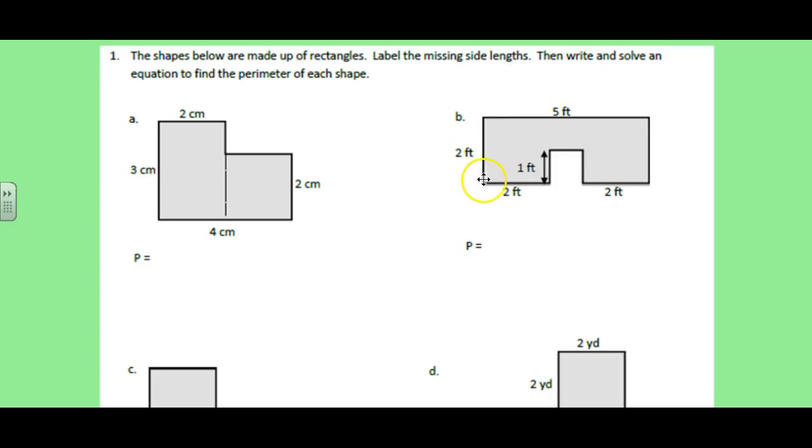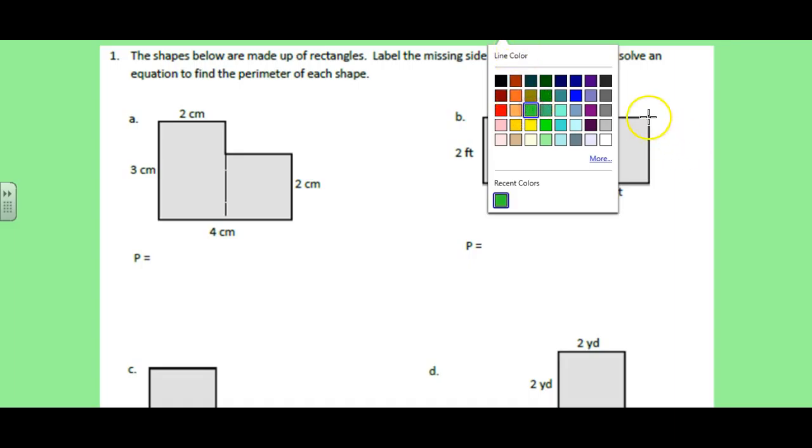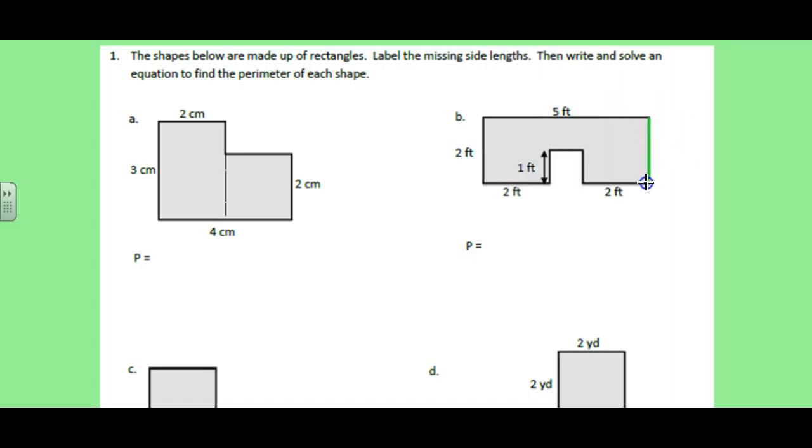We see that we have this side length, we know this side length. I'm going to use a different color to highlight the sides that we don't know. So we do not know what this side length is. We do know this side length. We don't know this side length or this side length. Okay, so we know that this is 2 feet, so the opposite side, one that we don't know, must also be 2 feet. So I want you to label that on your problem set.